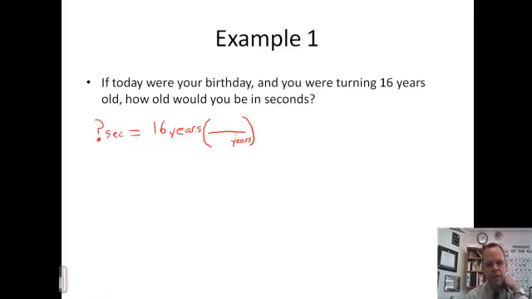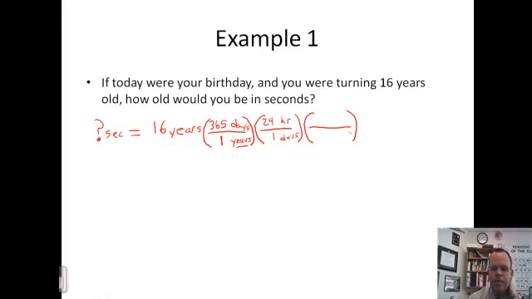So I can cancel years. Years goes on the bottom. I can turn years into days. 1 year is 365 days. Once I'm at days, I can now convert that into hours. 1 day, 24 hours. So now I wanted to cancel days, so days goes on the bottom. I wanted to find hours, so hours goes on the top.